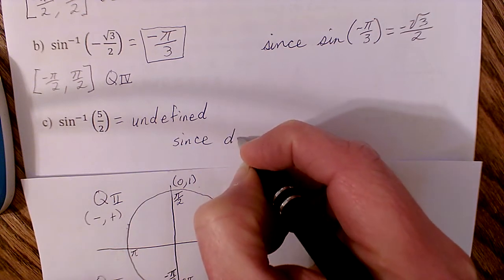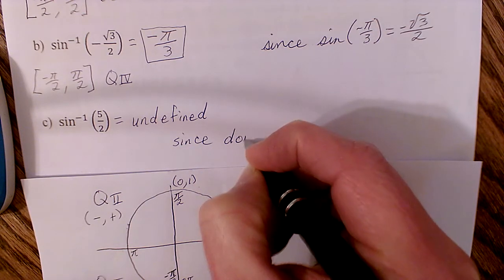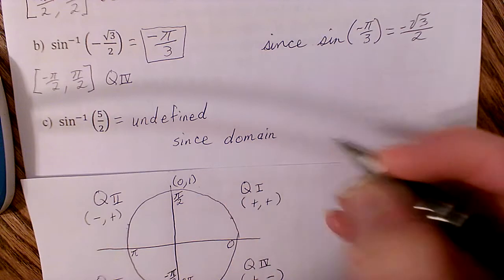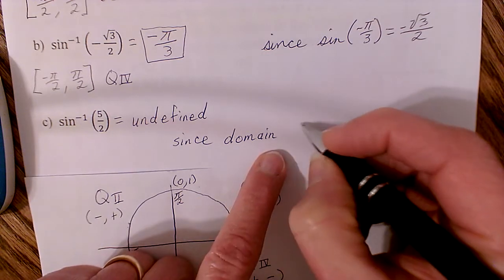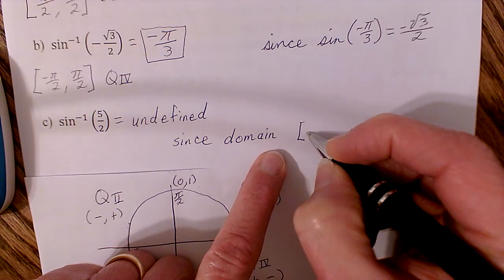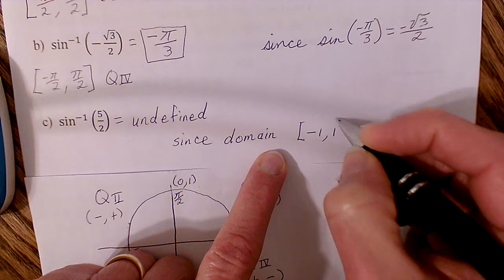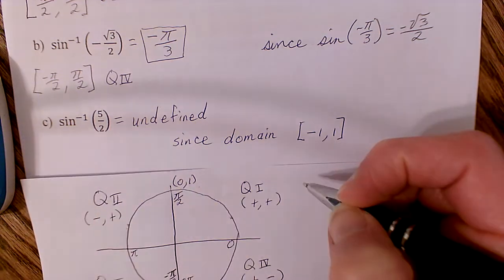Since the domain is going to be between negative 1 and 1, we are not allowed to put in 2.5.